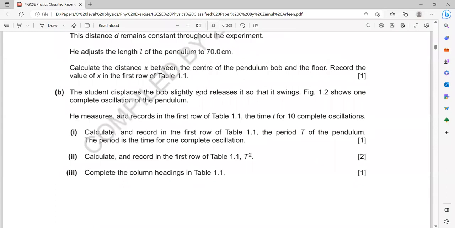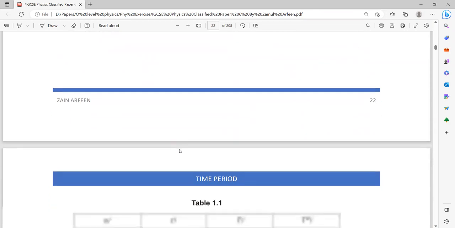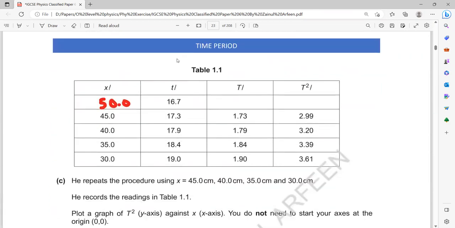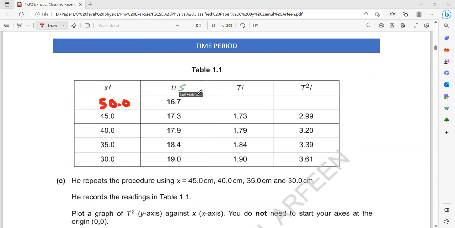Then a student displaces the bob slightly and releases it so that it swings, and shows one complete oscillation. He measured and recorded in the first row of the table the time for 10 oscillations. Calculate and record in the first row the time period, the time for one oscillation, then t square, and then complete the column heading. So this is t. If this one is t, what will be t square? First we have to complete the value for t.